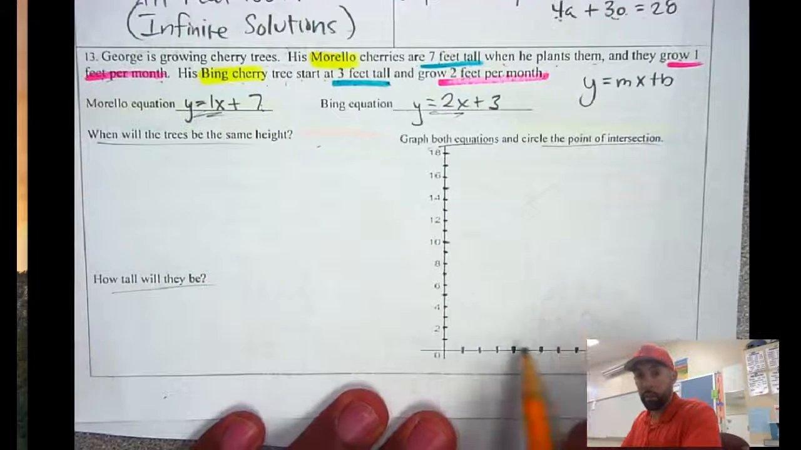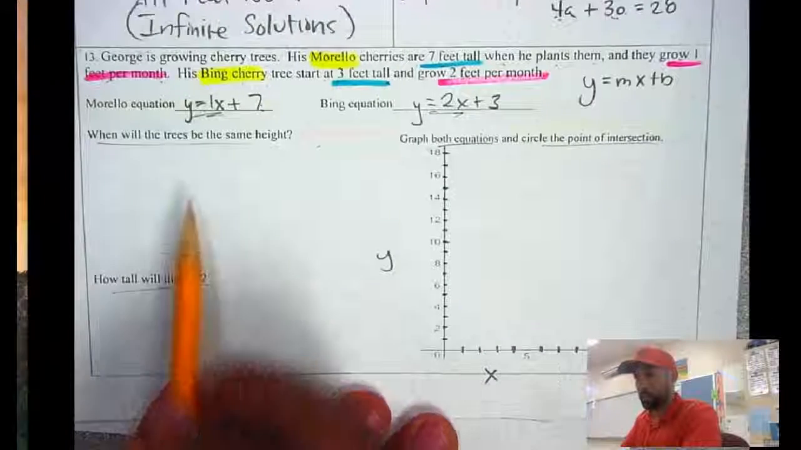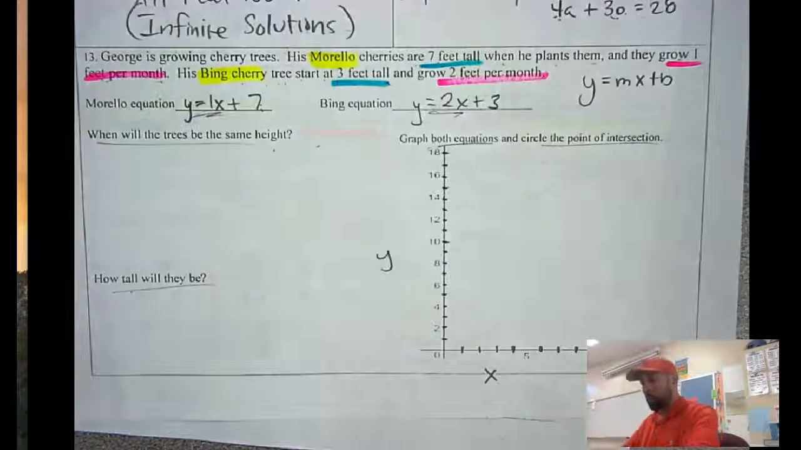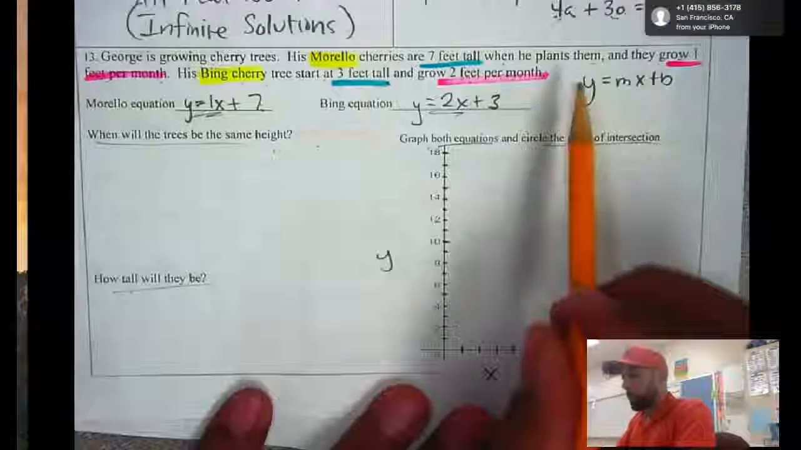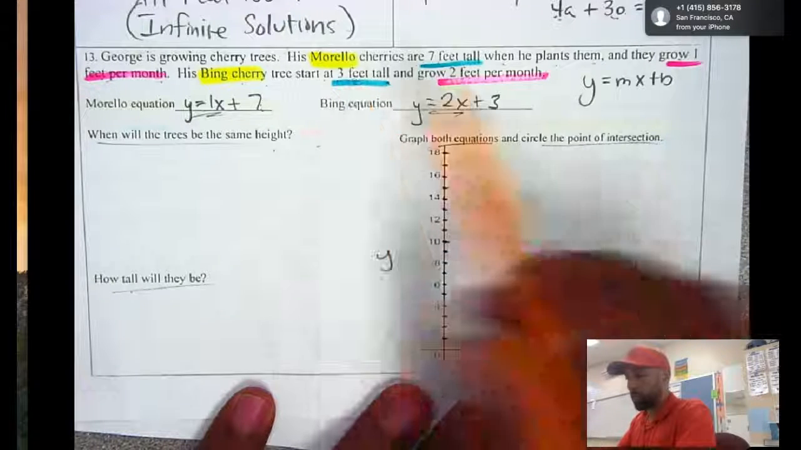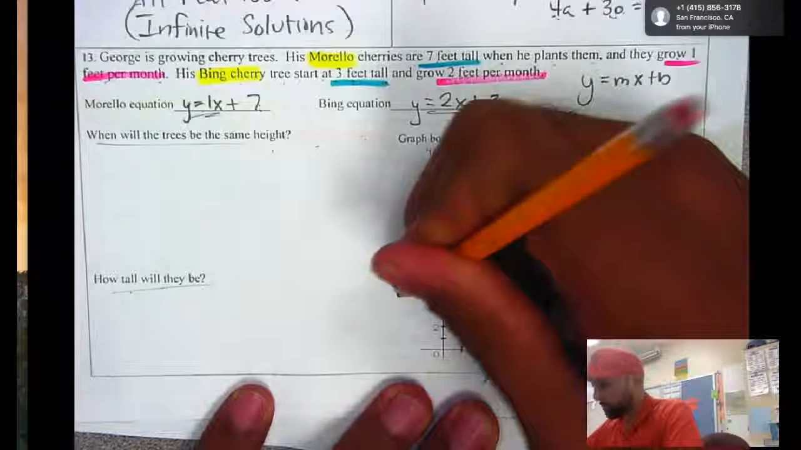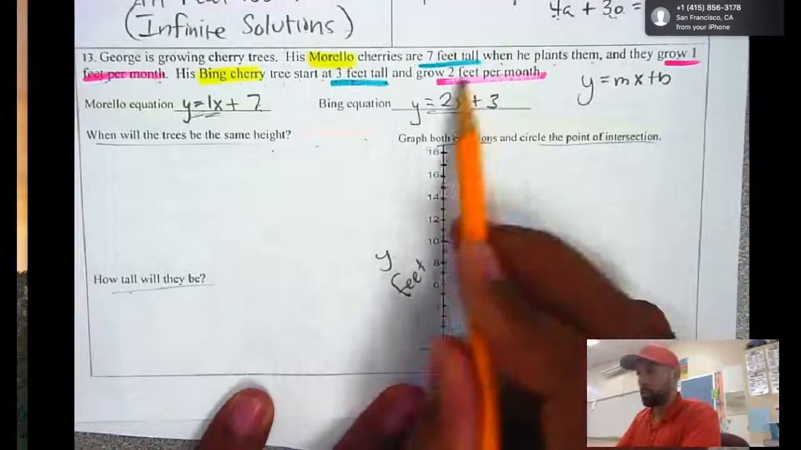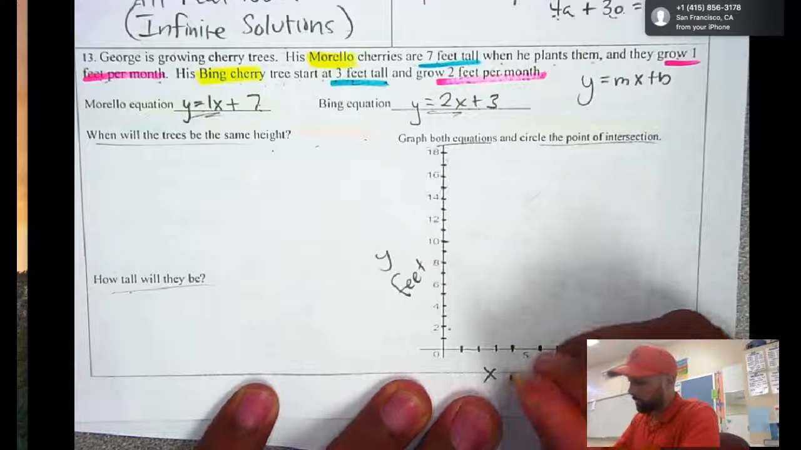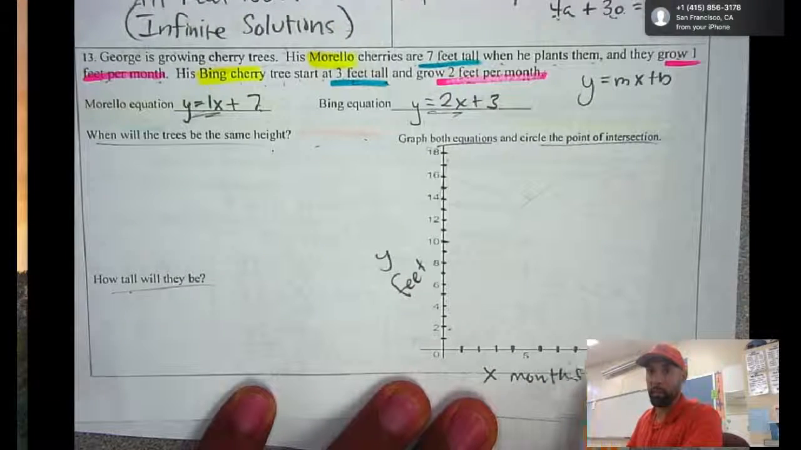Now again, we need to know what x represents and what y represents in this case, because we need to know how tall they will be and when they'll be that tall. Let's first look at the starting point. The starting point is always on the y-axis, so that means that this is feet. And the other factor we're talking about is time, so months. So x represents months. And usually x is always going to be the time factor anyways.